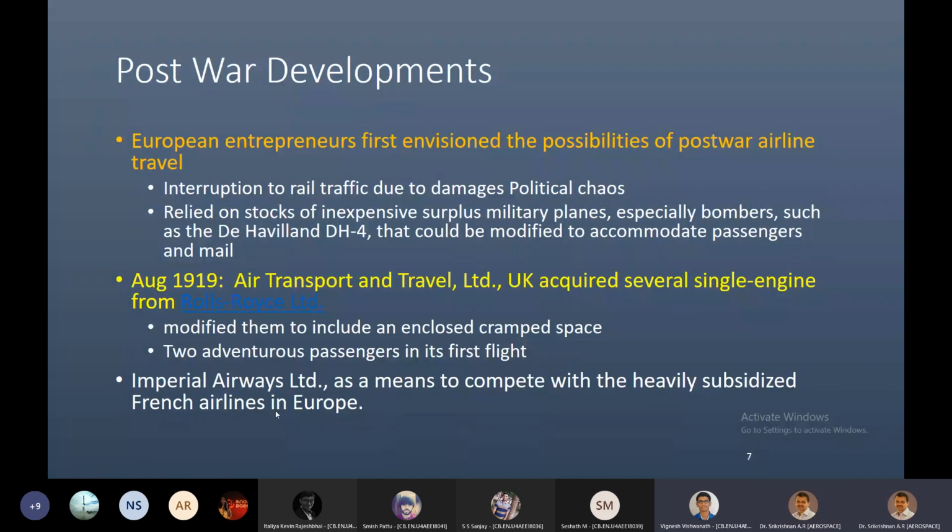And then since similar efforts also started in France, obviously there was some competition between France and Europe, and then government funding had to be put in again to have a means to compete with the French airlines in Europe.